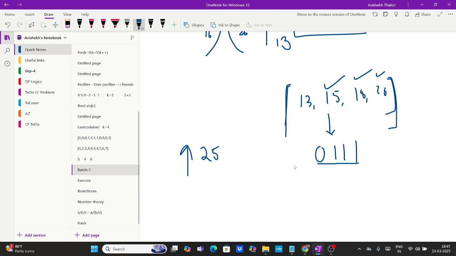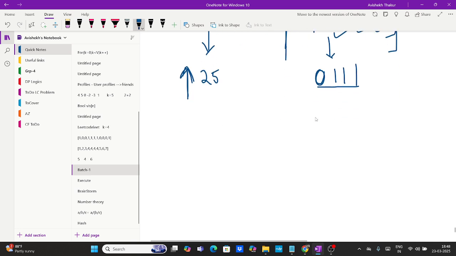Only the first one is excluded; one means taken, right? So 15, 18, 20 I have taken, and I am standing at this number. So how many times should I increment 25 such that all the numbers are divisible by this new number? Is that clear? Got it.